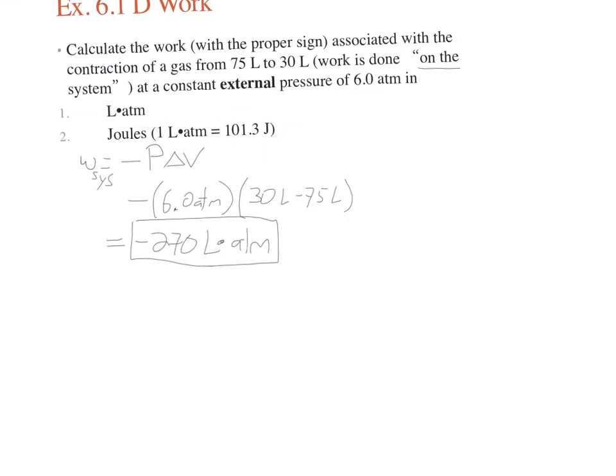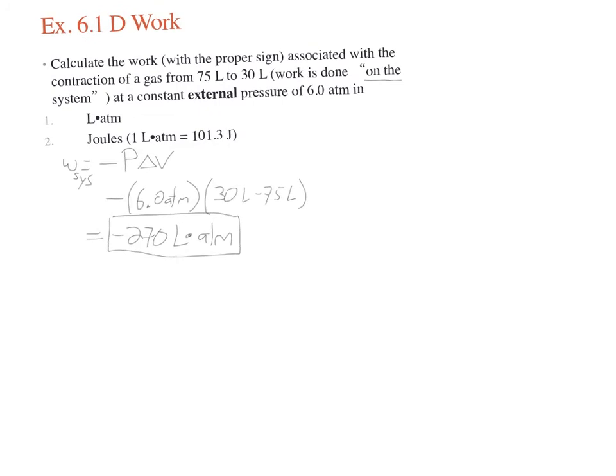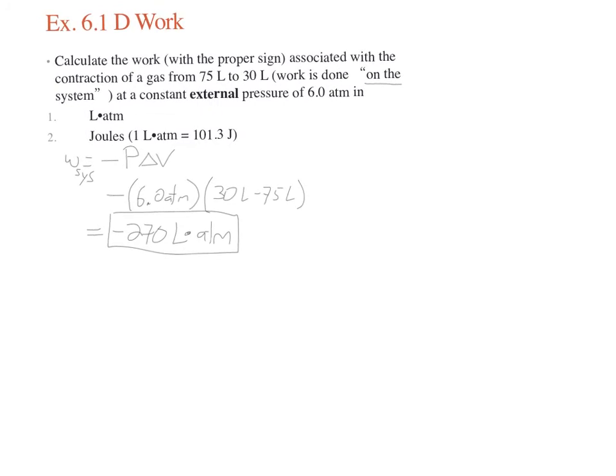But then the other question is, well, that's not in joules. Joules is kind of our standard energy unit because atmospheres is not really an SI unit. It's a different system. So we need to convert that. So we say, I'm sorry, that's positive 270 because you've got 2 negatives in there. 270 liter atmospheres. And then they give us a conversion. You don't need to memorize this.